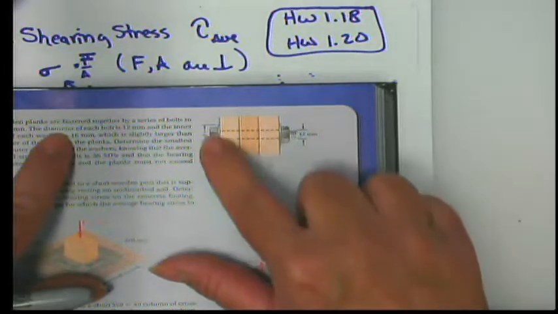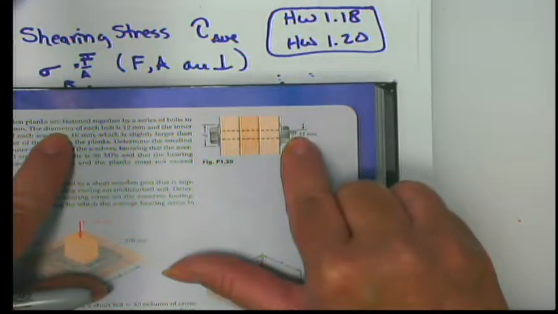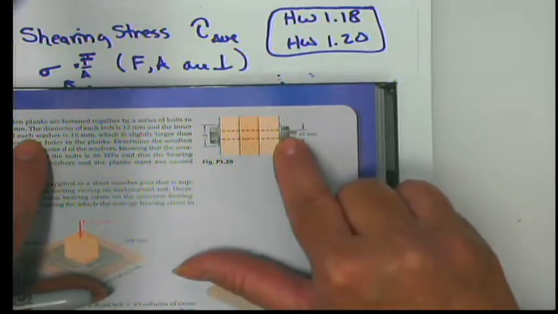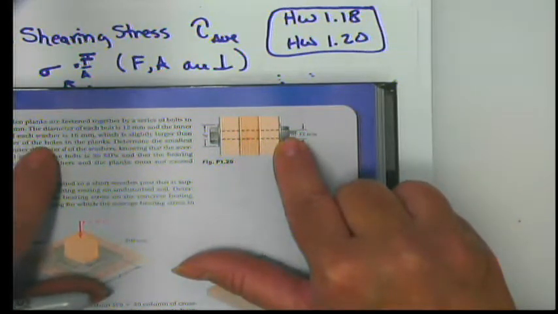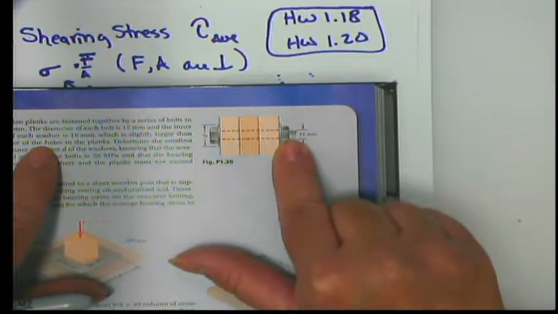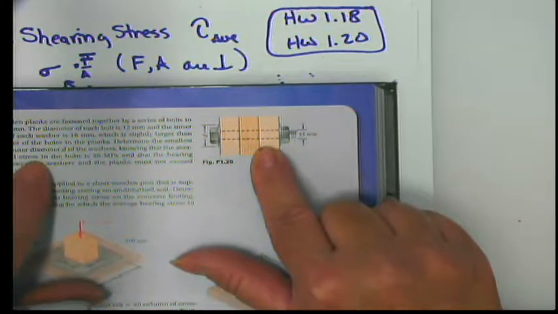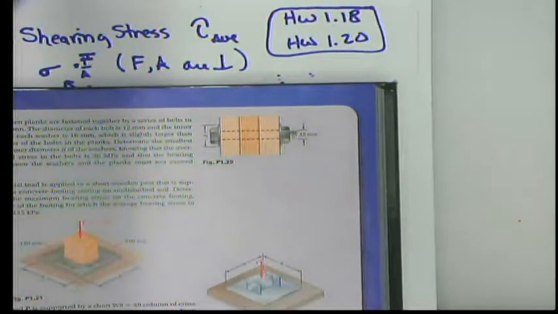The diameter of each bolt is 12 millimeters, and the inner diameter of each washer right here is 16 millimeters, which is slightly larger than the diameter of the hole in the plank. Determine the smallest allowable outer diameter of the washer, knowing that the average normal stress of the bolt is this, and the bearing stress of the washers and the planks must not exceed 8.5 MPa.